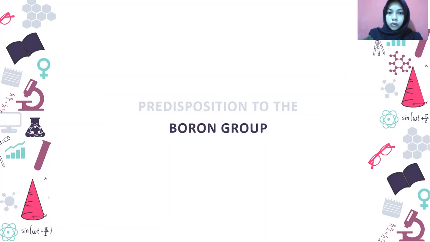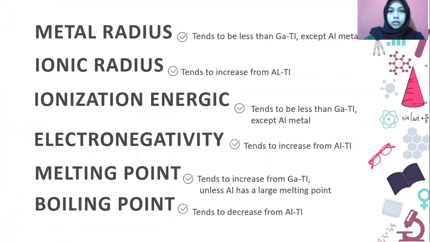Periodic properties of the boron group. Metal radius tends to be less from gallium until thallium, except aluminium metal. Ionic radius tends to increase from aluminium until thallium. Ionization energy tends to be less from gallium until thallium, except aluminium metal. Electronegativity tends to increase from aluminium until thallium.